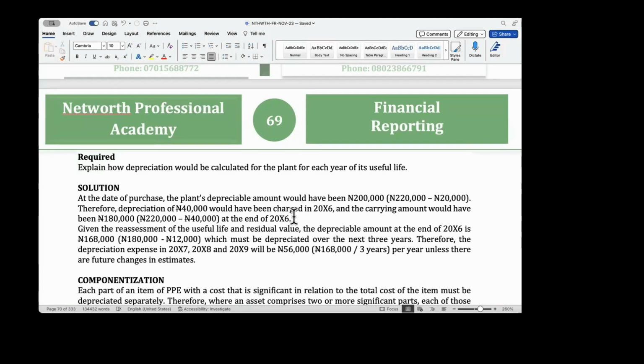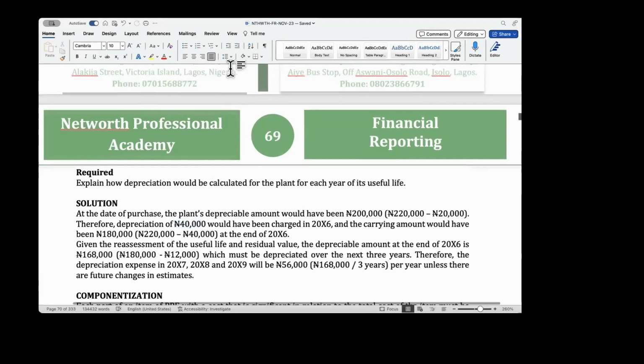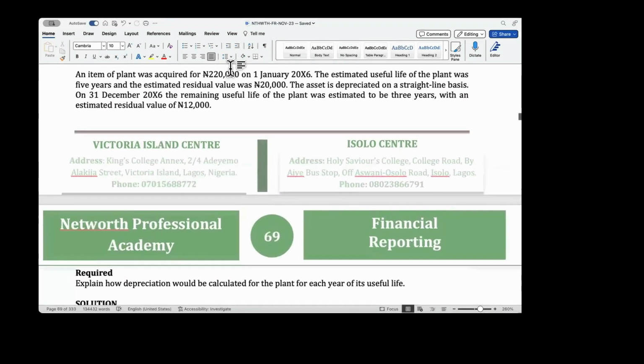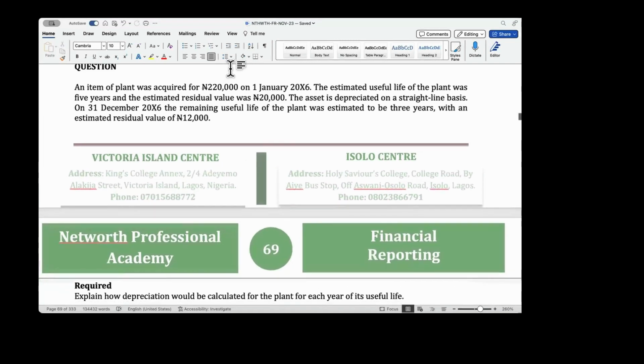So my question is this: since you're explaining, how did they get this 40,000? They said depreciation that will have been charged in 2006 is 40,000. Who can tell us how they got this 40,000? I intentionally did not put it because I was going to put it live in class. So how did they get this depreciation of 40,000? Anybody?